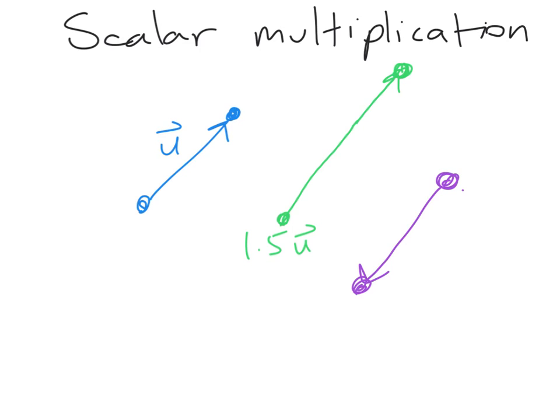Or we might want to be able to take negative u. To do that, we simply take negative 1 times the x displacement, that takes us here, and negative 1 times the y displacement, that takes us here. And so u and negative u are exactly the same length, but they're pointing in perfectly opposite directions. If we were to add them together, we would get 0.